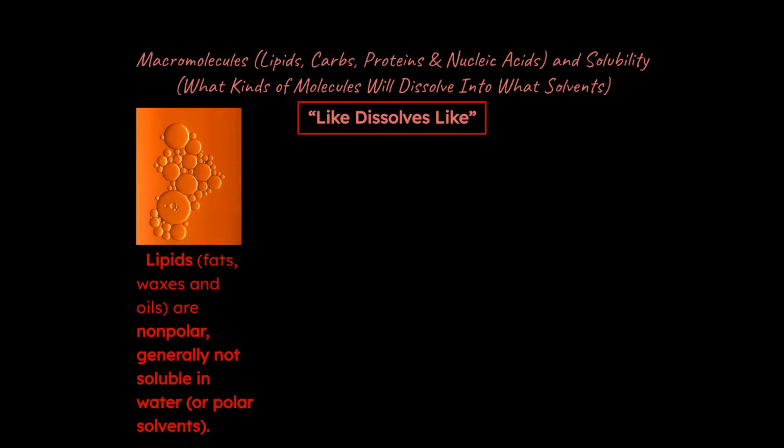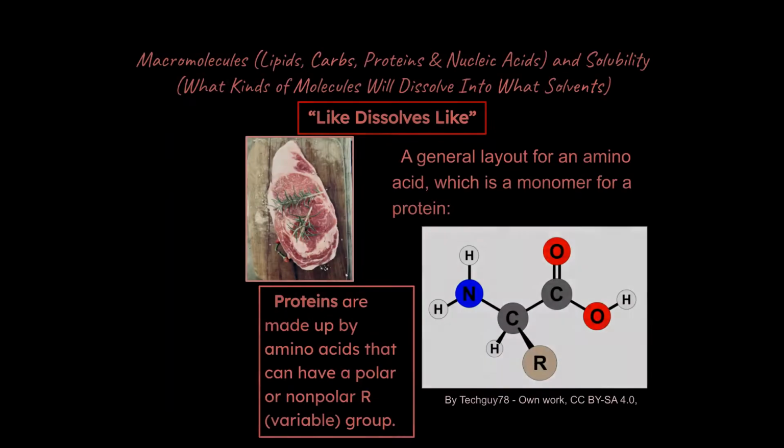We're talking about lipids, and again we're saying that lipids are fats, waxes, and oils that are nonpolar, generally not soluble in water or polar solvents. Alright, our second category that we need to talk about are our proteins. Proteins are made up of amino acids, so proteins would be the polymer, amino acids would be the monomer, and this is a general amino acid layout right here.